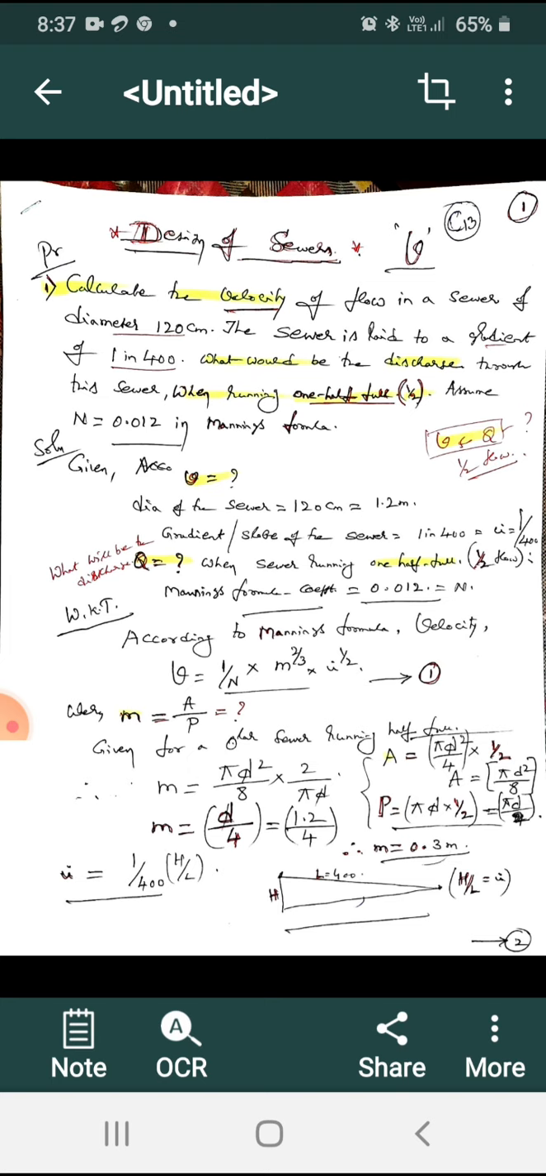Now, what is the meaning of design of sewers? Here velocity is one of the important factors. If velocity is not given, how to determine it? If Q is not given, how to determine it? We can see that in this topic. Now let us start with one problem.